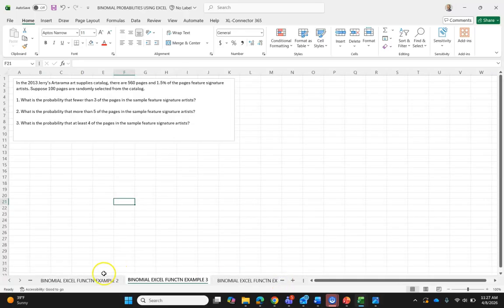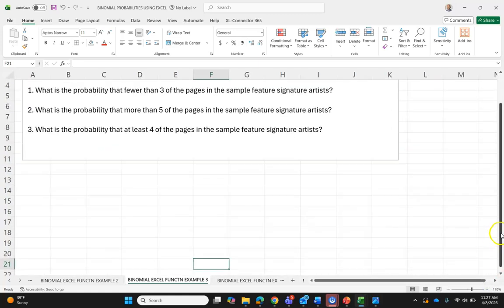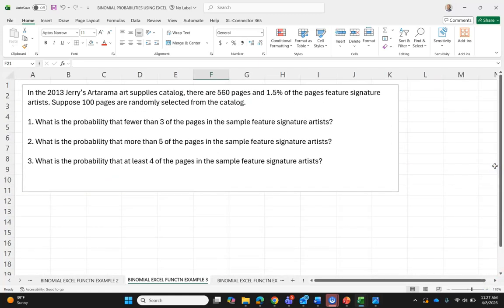So that's example number 2. Now let's look at example number 3 and see if we can complete this. So this one says, in the 2013 Jerry's Artarama Art Supplies catalog, there are 560 pages and 1.5% of the pages feature signature artists. Suppose 100 pages are randomly selected from the catalog. So what is the probability that fewer than 3 of the pages in a sample feature signature artists?